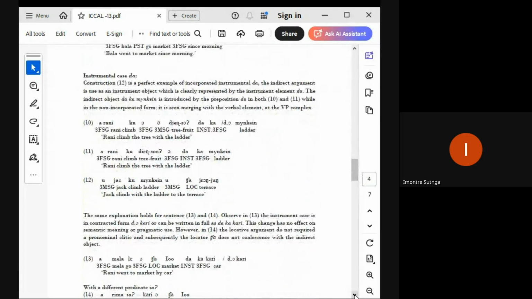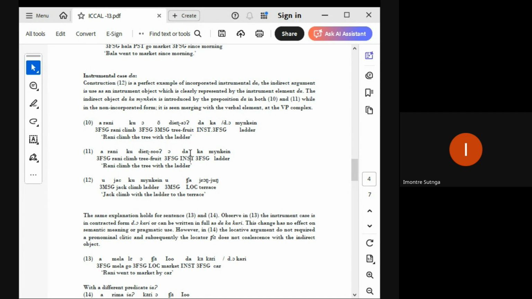Now we look at the instrumental case. Compare 10, 11, and 12. Arani ku or odin so the ka mungkin, or arani ku din so or the ka mungkin u jack ku mungkin u acha drong yung. In 12 we see a perfect example of an incorporated instrumental. The indirect argument is used as an instrument's object, which is clearly presented by the instrument element the.